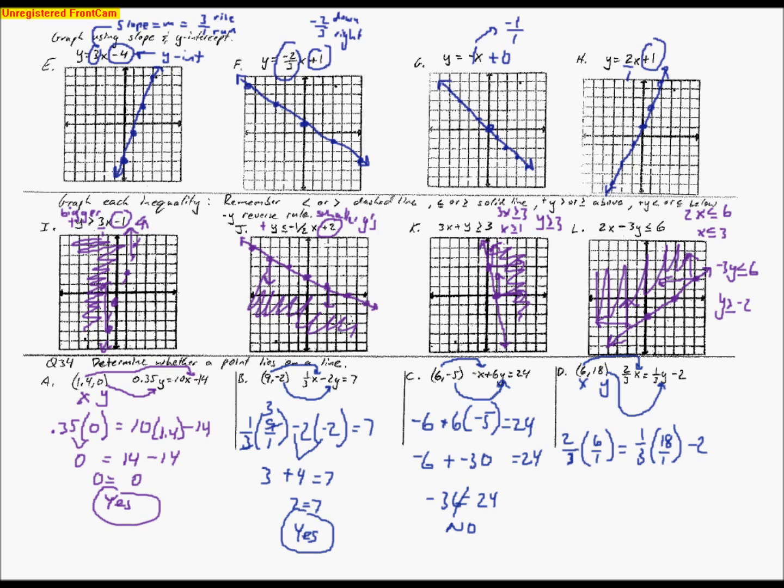We have to reduce. 3 goes into that 6 2 times. Multiply across, we got 4. Over here, 3 goes into 18 6 times. And a 6 minus 2 makes 4 as well. So when the two numbers agree, that's when we say yes. So there are our answers. We're on to page 3, part 4. Actually, part 5.